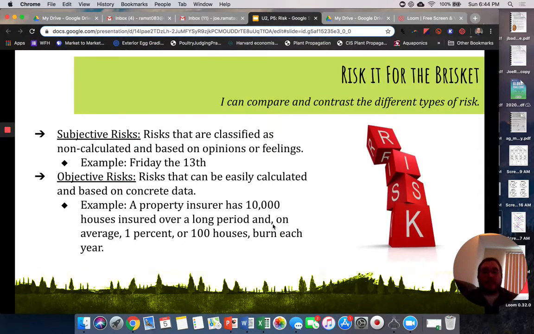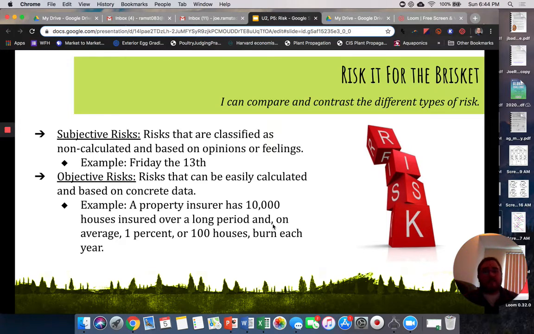So there's two types of risks that I want to introduce you to today, subjective and objective. Subjective risks are things that are classified on non-calculated basis and are based on opinions and feelings rather than science or data or evidence. So an example of this would be Friday the 13th. So all of the people out there who have these superstitions about events that happen on Friday the 13th, those are all subjective and are not necessarily based on science or fact. Therefore, they're more opinion and therefore subjective risks.